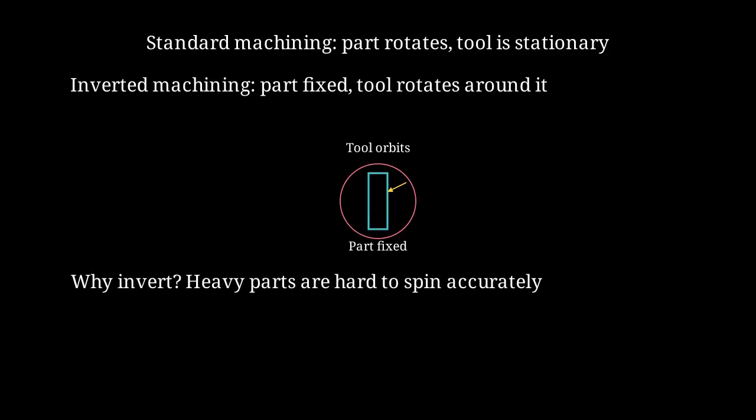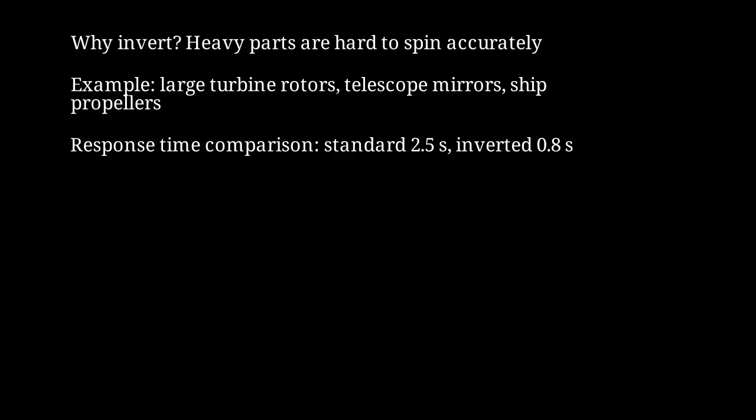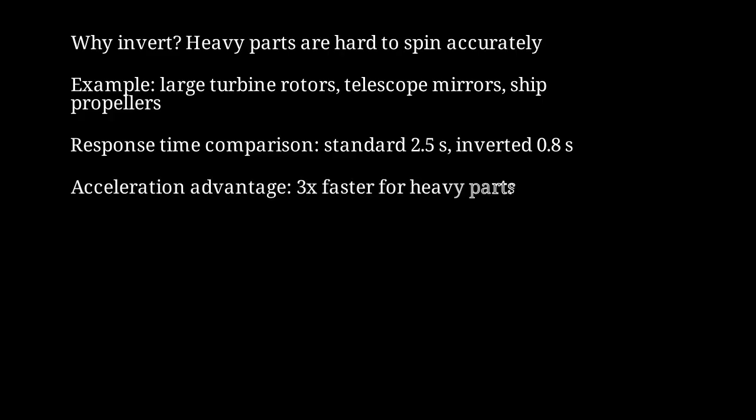Because heavy or large parts are difficult to spin accurately at high speeds. Examples include large turbine rotors, telescope mirrors, and ship propellers that may weigh several tons. Response time comparison shows the standard approach takes about 2.5 seconds to reach operating speed, while the inverted approach takes only 0.8 seconds. This gives roughly a 3 times acceleration advantage when working with heavy parts.